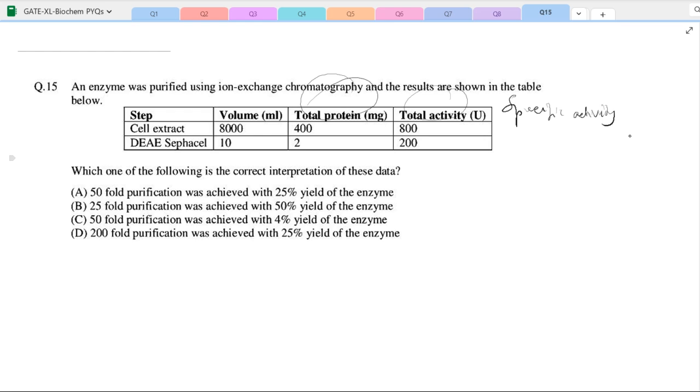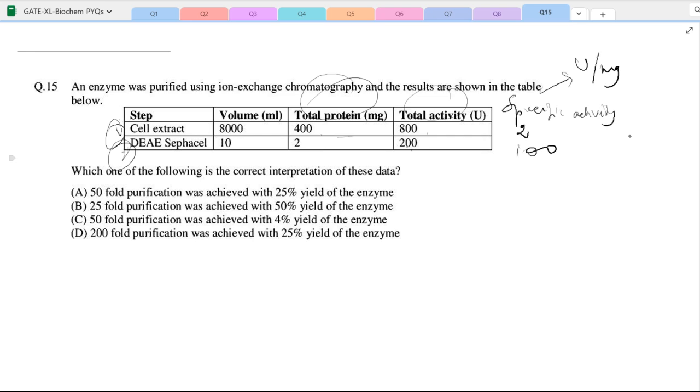Here, these are different steps of the purification. This is the first step, this is the second step. Here, the specific activity is 800 divided by 400, which is 2. And here, the specific activity is 200 divided by 2, which is 100. So here you divide these two. Specific activity is total activity divided by the total protein.